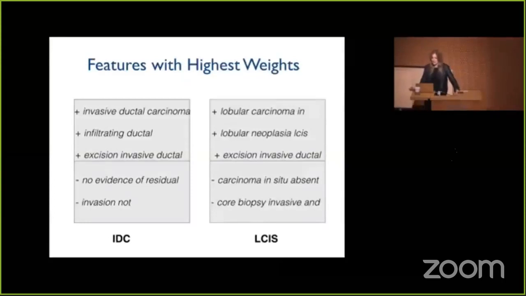So what you see on the left is a classifier trained to predict invasive ductal carcinoma, IDC. And you can see that the words which are high predictors of this disease are invasive ductal carcinoma, not surprising, infiltrating ductal, excision invasive ductal, and so on. The words which show that there is no IDC are words like no evidence of residual invasion node, and so on. And you can observe the same for the other disease, LCIS. So this is something that the machine learned without any touch of a human. The human just provided the machine with training examples, and then the machine learned what the features are, what the words are that are predictive of a certain class.